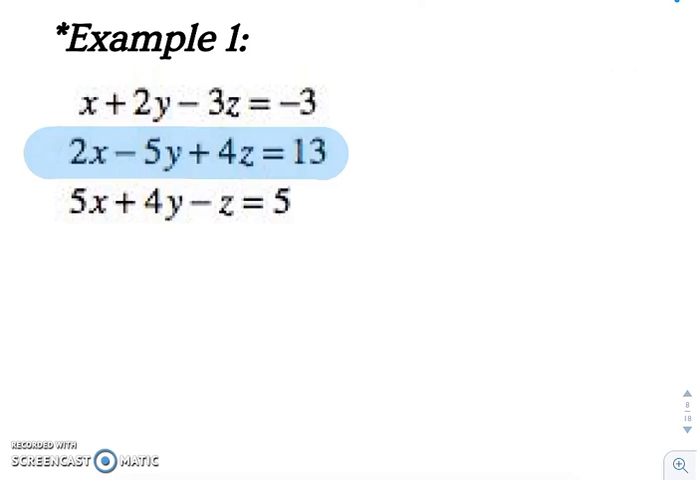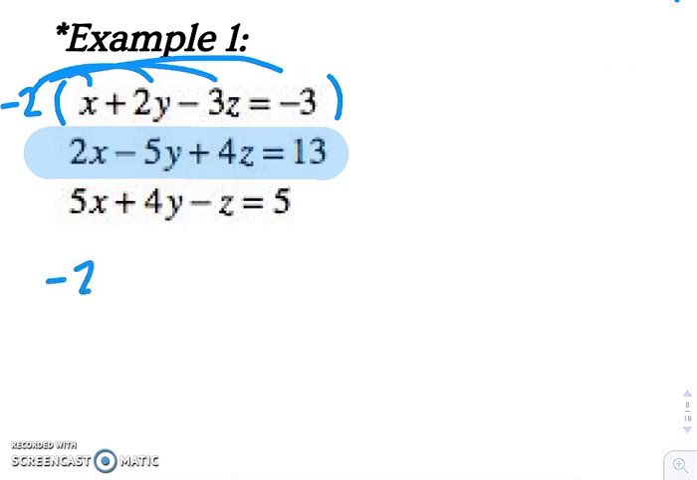So we need a negative 2x to eliminate the x variable there. So we're going to just multiply that negative 2 in there, remember, to everything, and get negative 2x minus 4y plus 6z equals 6. And there's a lot of steps involved here, so just take your time and don't rush.